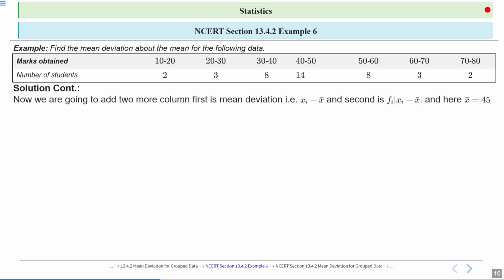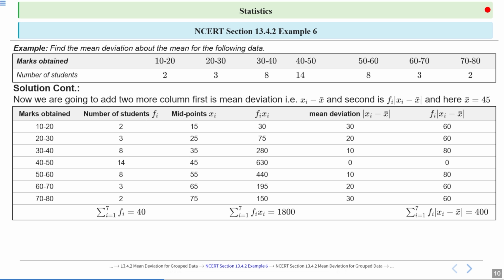Now, to solve this, we need to add two more columns to our table. The first new column is the deviation for each class interval, which is calculated as xi minus x bar, where xi is the midpoint of each interval and x bar is the mean. The second new column is fi times the absolute value of xi minus x bar, which means we multiply the frequency by the absolute deviation for each group. Here the mean x bar has already been calculated as 45.